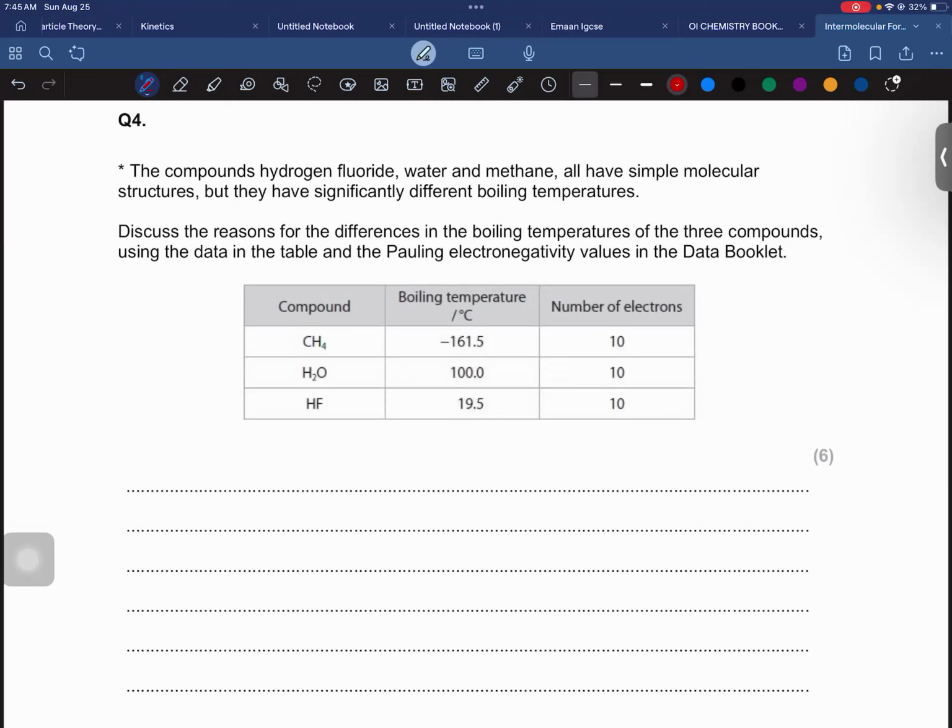According to the given boiling temperatures, water has 100 degrees Celsius as compared to HF, which is 19.5 degrees Celsius. So then what are we supposed to write? Why does water have the higher boiling temperature? This is a very important thing in this question.